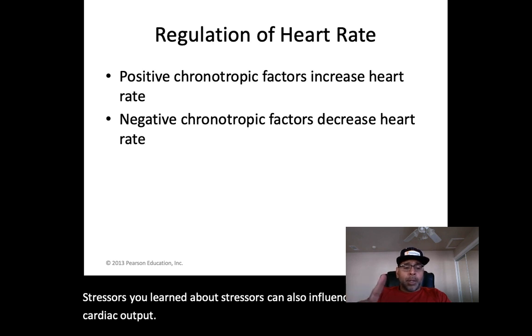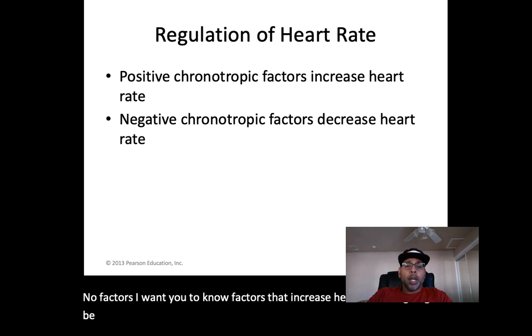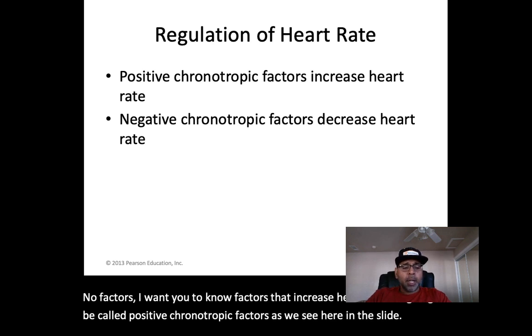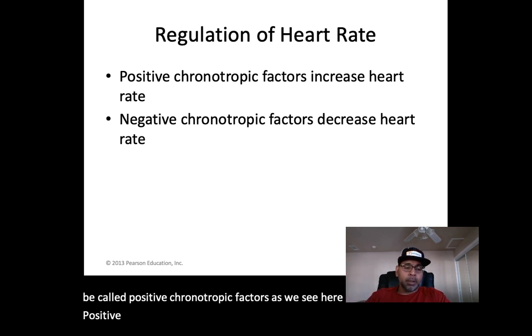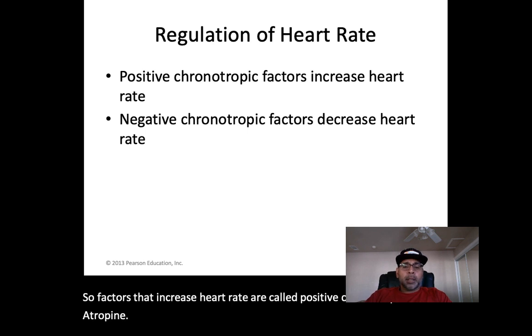Now, I want you to know that factors that increase heart rate are going to be called positive chronotropic factors, as we see here in the slide. Positive chronotropic factors. So factors that increase heart rate are called positive chronotropic factors. Atropine, dopamine, and epinephrine. All positive chronotropic factors.